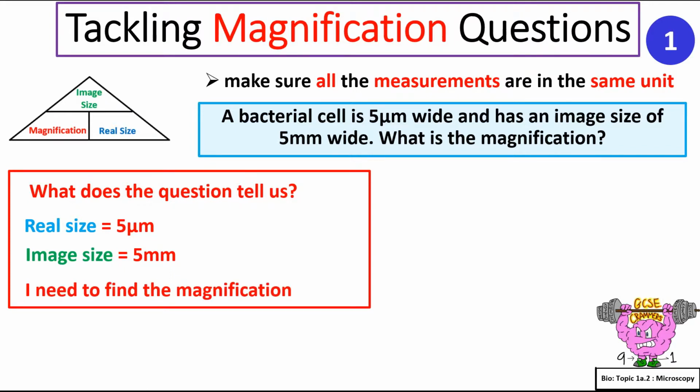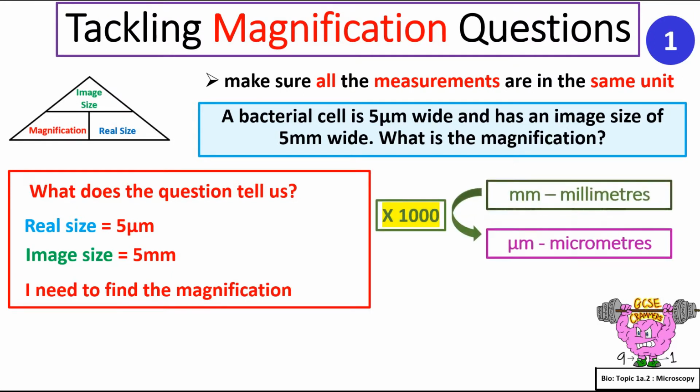The first thing I must do is to make sure that all the measurements are in the same units, and I can see that in this question they are not. So I must convert them both into micrometers or millimeters. I choose to convert them both into micrometers. I know that millimeters are bigger than micrometers, so I need to multiply by 1000. So I multiply the image size of 5 millimeters by 1000 to give me 5000 micrometers.